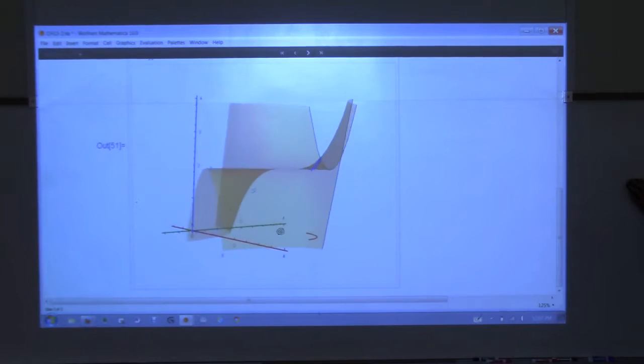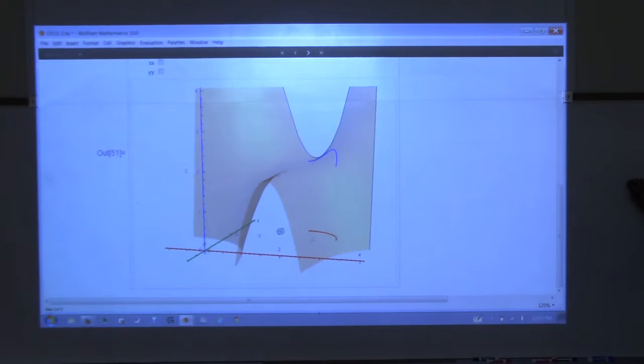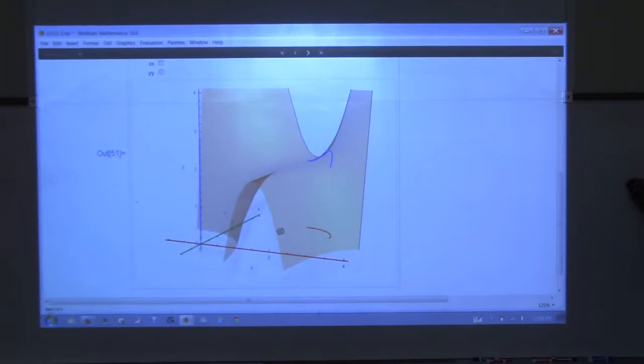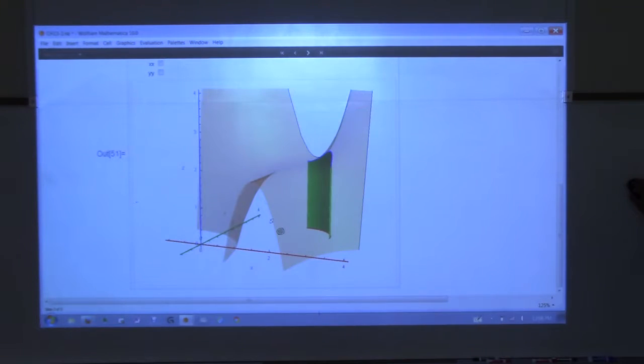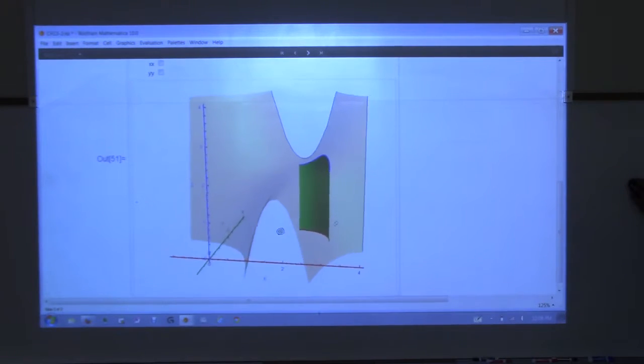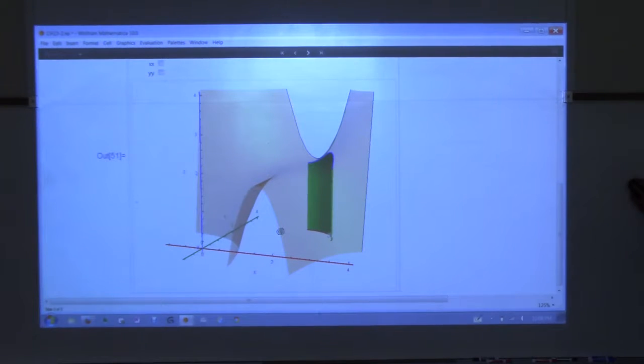All right, so there's my surface. This is a new problem, okay? So here's the surface. Here's that little red curve on the ground, right? Here's the blue curve up on the top. And now what I'm going to do is I'm going to go ahead and draw the curtain. Okay, so there's the curtain. If we found the area of that, that would be the line integral with respect to arc length, right?